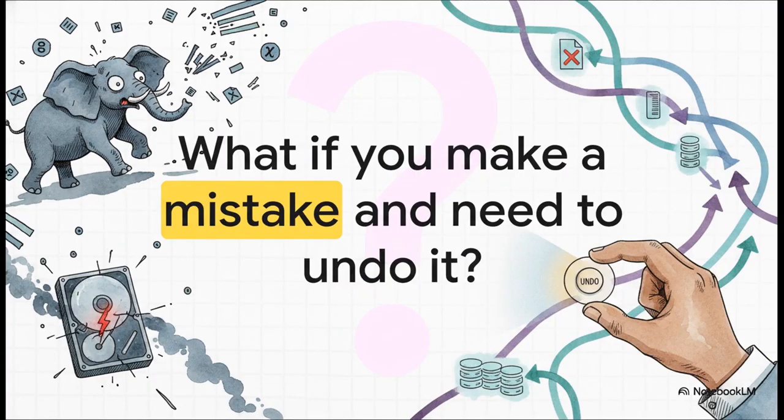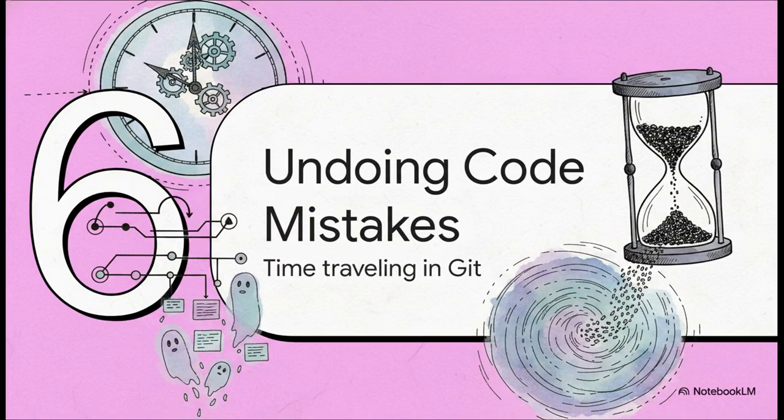Speaking of panicking, let's talk about the ultimate elephant in the room for every developer out there. What if you make a truly terrible mistake and need to completely undo it? I mean, what happens when you accidentally delete a crucial database file and you actually stage, or worse, commit that total disaster? That brings us to our final part, Section 6, Undoing Code Mistakes.